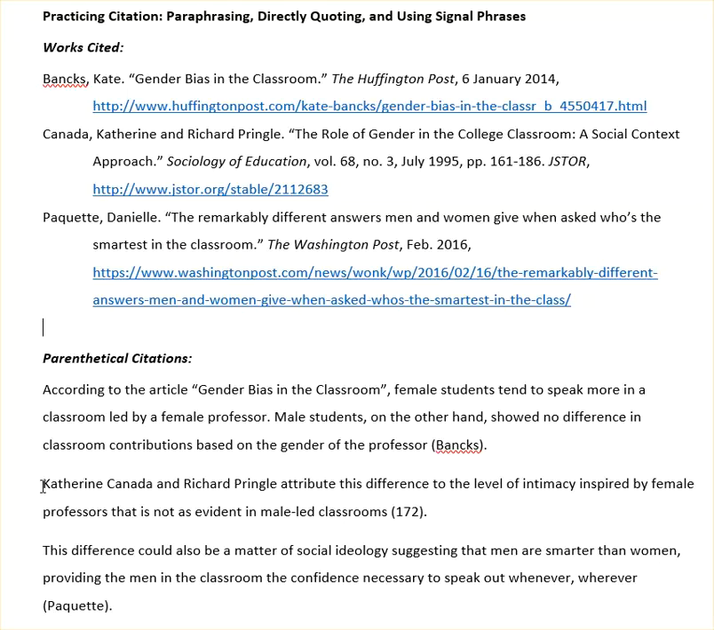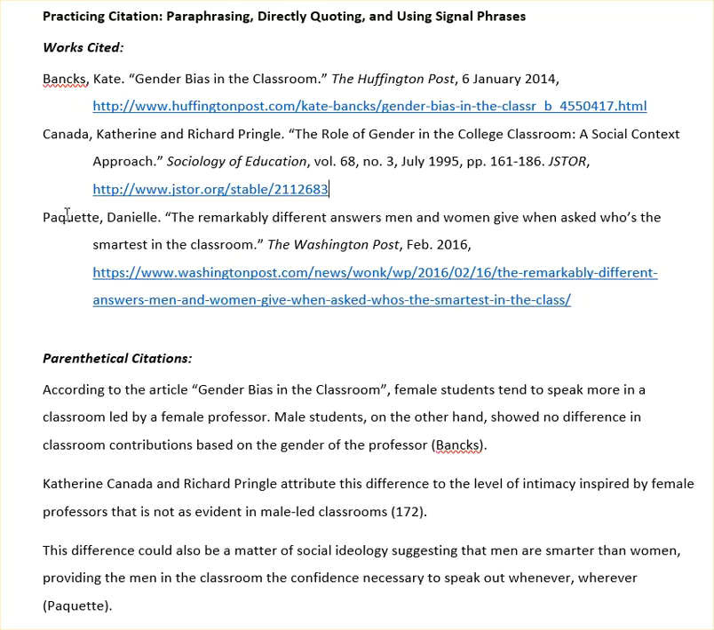Let's look at this second one first, right here. So the sentence says, "Catherine Canada and Richard Pringle attribute this difference to the level of intimacy inspired by female professors that is not as evident in male-led classrooms." Notice that I have the first element of the works cited citation, Canada, in the signal phrase, and hence I do not need it in the parenthetical citation. I do, however, need the page number in the parenthetical citation. Because I have page numbers in my works cited citation, listed right here, I know that I have page numbers attached to this particular article, and hence I use those page numbers in my parenthetical citations.